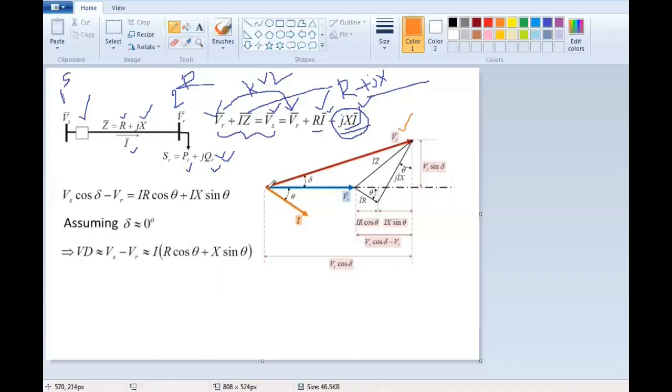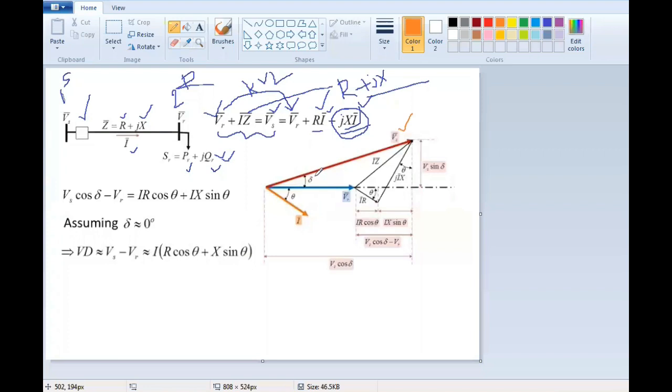So if you take this triangle, this is the right angle triangle, and the angle is delta. We want the Vs component on this side, so that means it is an adjacent side. We want the adjacent side in terms of the hypotenuse Vs. So the adjacent side is equal to the hypotenuse multiplied by cos delta.